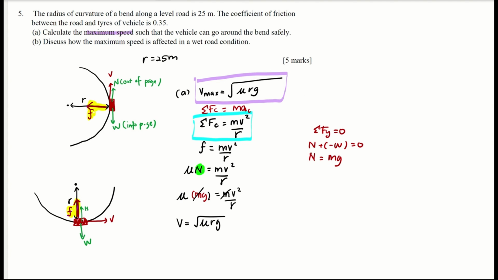Okay, so here we can substitute mu given 0.35, and then R is 25 meters, and then the last one is 9.81. Okay, so the answer here is equal to 9.3. Alright, so the answer is equal to 9.3 meters per second. Okay, so that finishes question number 5. So let's proceed to question number 6.